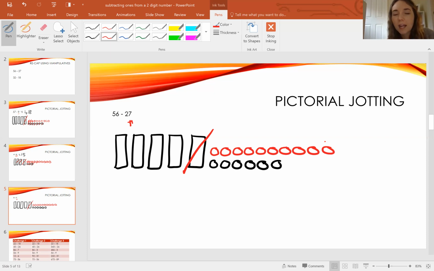Okay, now that I have regrouped, I can start with my subtracting. So I need to take away 7 now. 1, 2, 3, 4, 5, 6, 7. Okay, how many 10s do I need to take away? 2. Oh, I haven't taken away 2, I've taken away 3. Have I? Why have I crossed through 3 when I was only supposed to subtract 2?